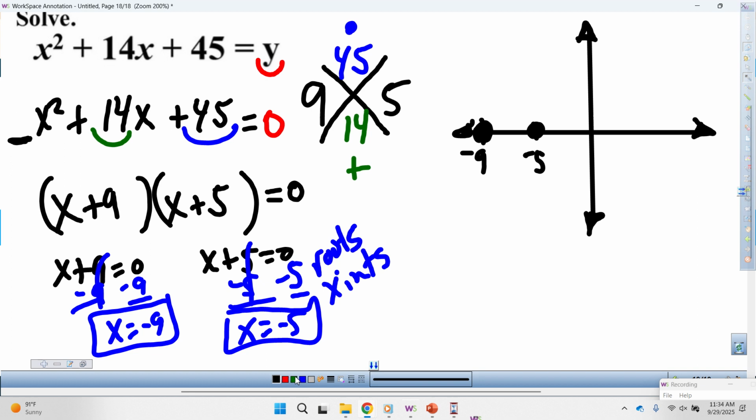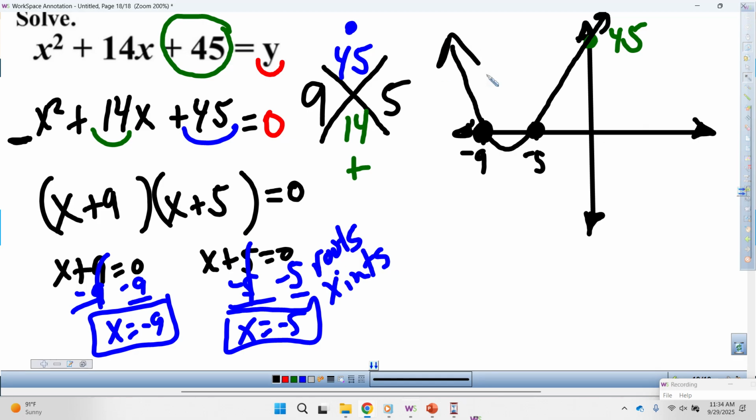Now check this out. I need one more point on my graph. Look up. What is the constant here, or the number without a variable? The number is 45, which is way up here. I'm going to just label it 45. And now my graph should look like that. Two x-intercepts and the y-intercept.